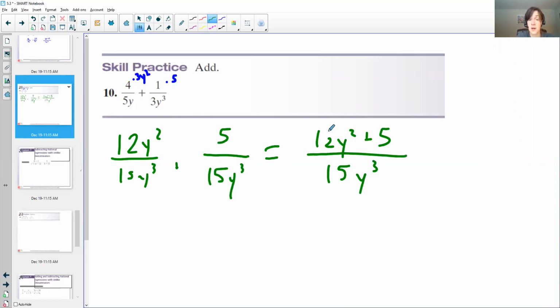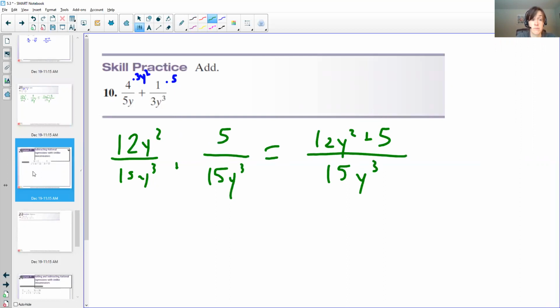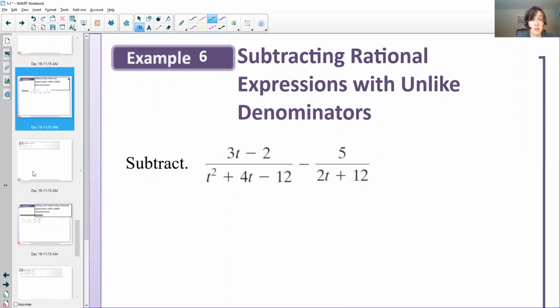I can't, there is no common term between 12 and 5. It's done. Leave it alone. Right? A little more complicated. So now we do need the factor step.